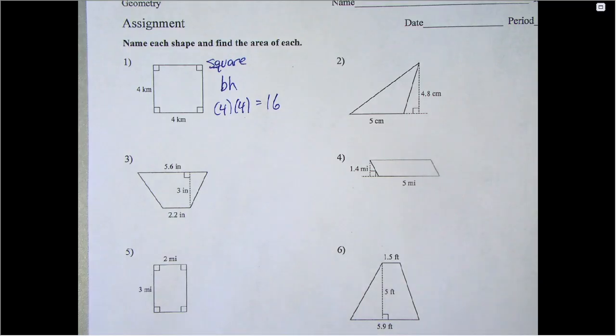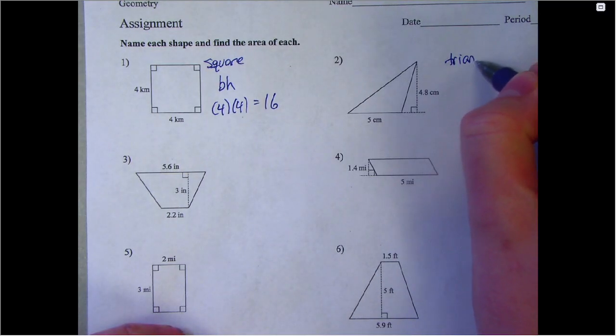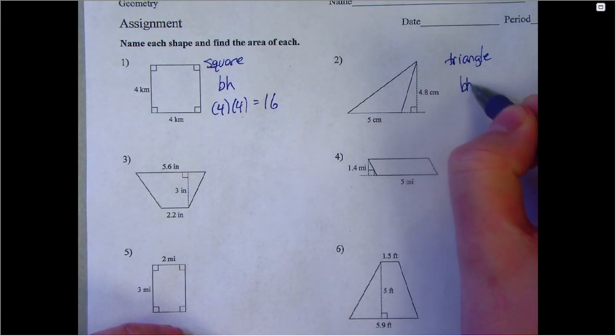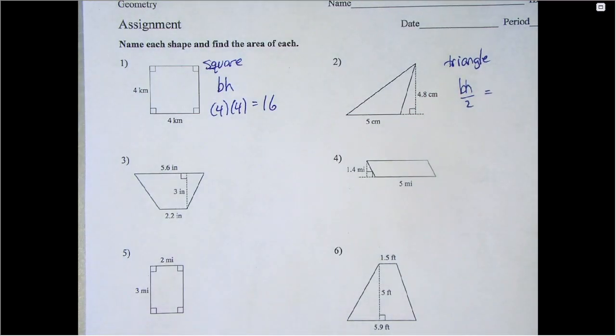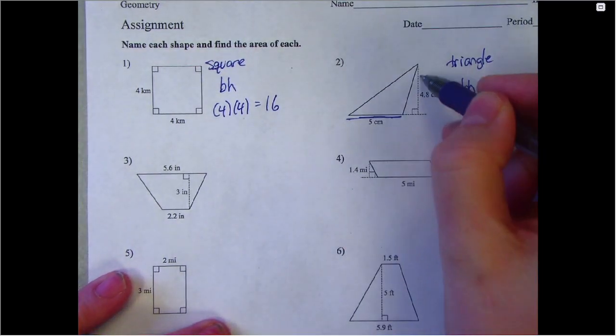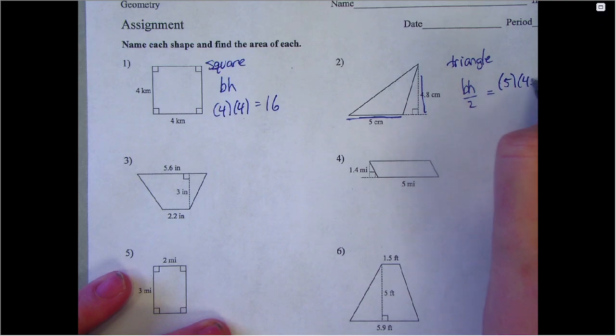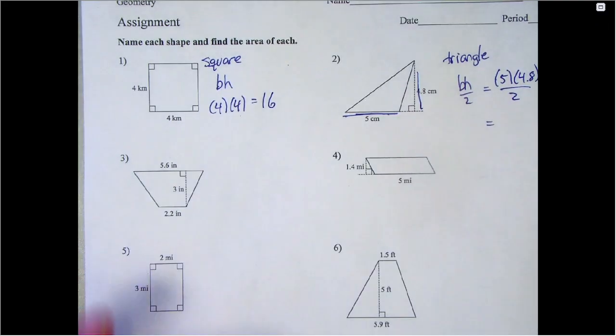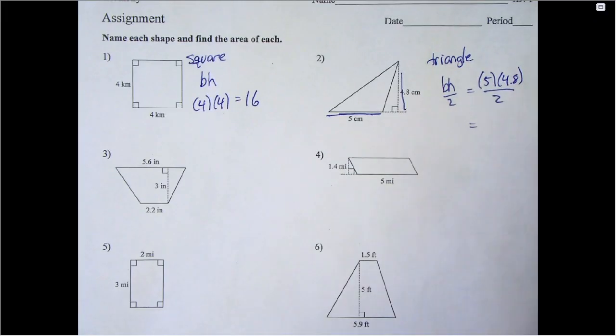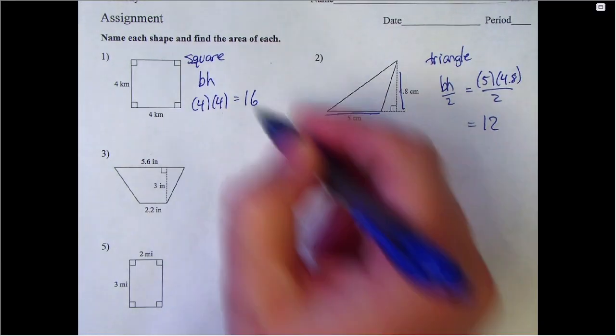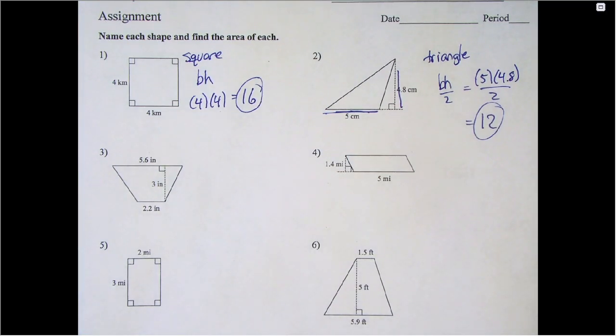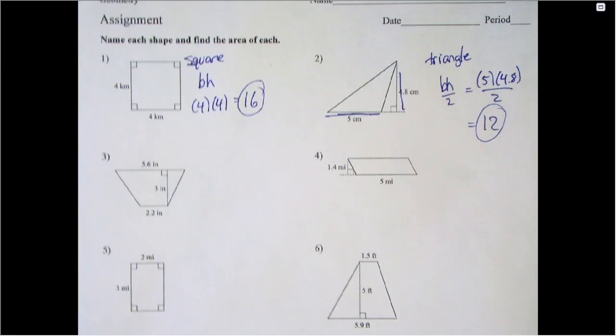Second one, what shape? Triangle. Triangle is BH over 2. Remember that the base and the height have to make a corner, that perpendicular bit. So it's this 5 and this 4.8. And then you would divide it by 2. So I get 12. I'll do the first 4, then you guys are on your own.